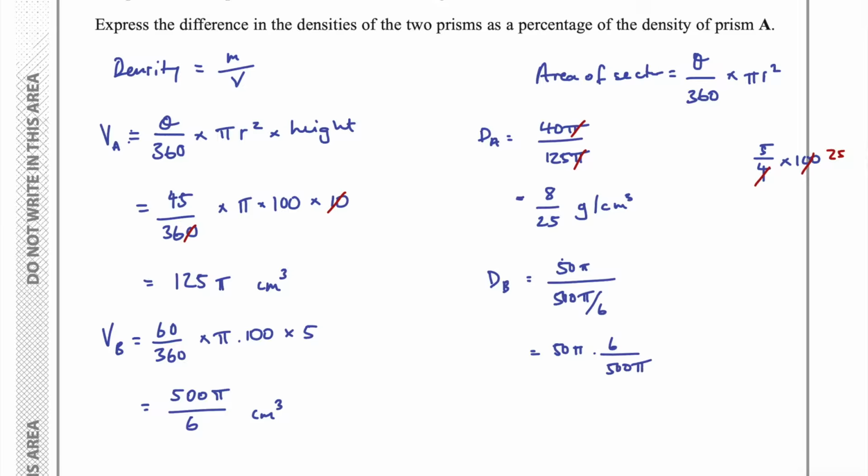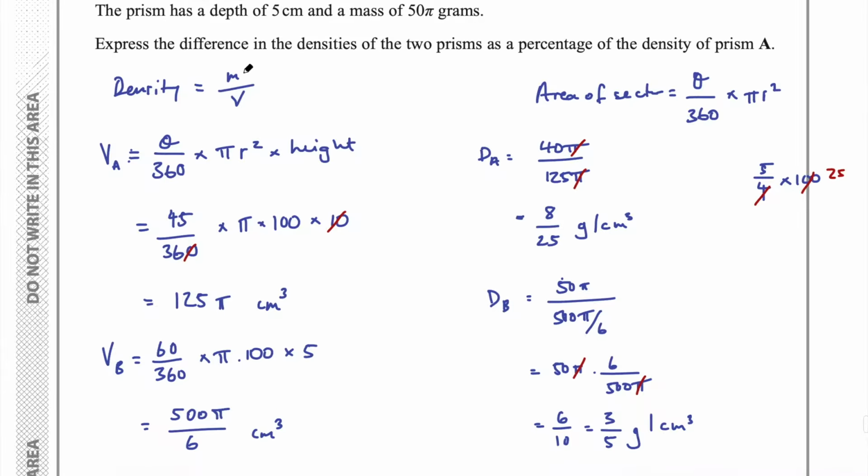And again, I can cancel out those pi's there. And also 50 cancels with 500. So 50 would go into 500 10 times. So this would become 6 on 10, which is 3 on 5 in simplest form. And this would be grams per centimeter cubed. So the density of B is 3 on 5 grams per centimeter cubed.